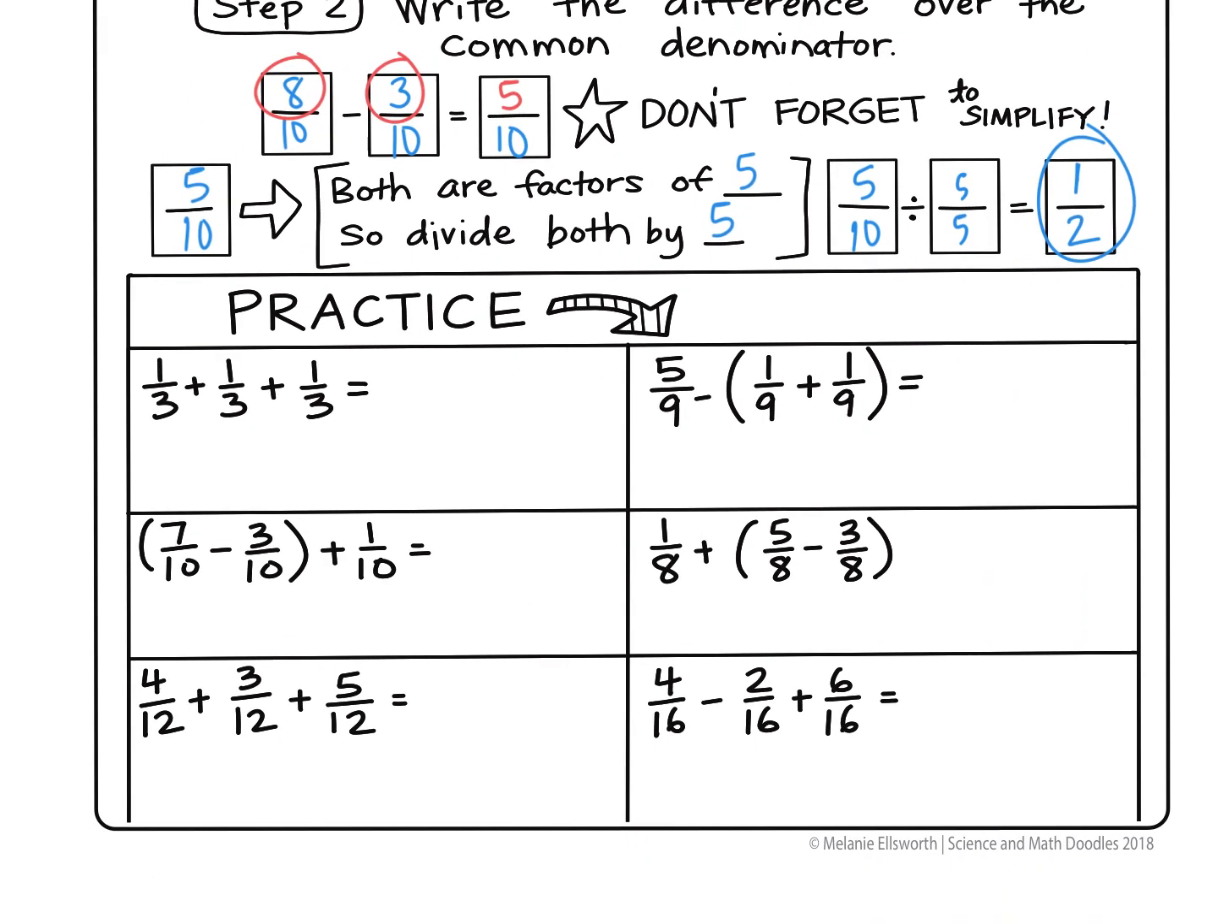Okay, we have 1/3 plus 1/3 plus 1/3. All of the denominators match, so my denominator will stay 3, but it's going to be 3 on top because 1 plus 1 plus 1 is 3. And this simplifies to 1.